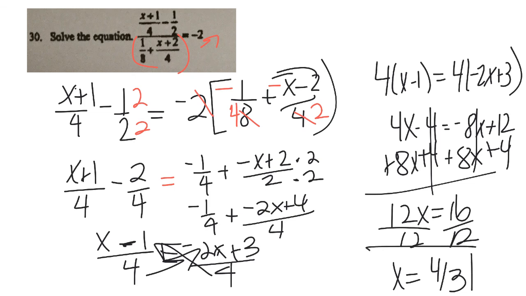And that doesn't make any of the denominators 0 because none of the denominators have fractions in it, and it's not going to make the bottom fraction 0 either. So we're good.